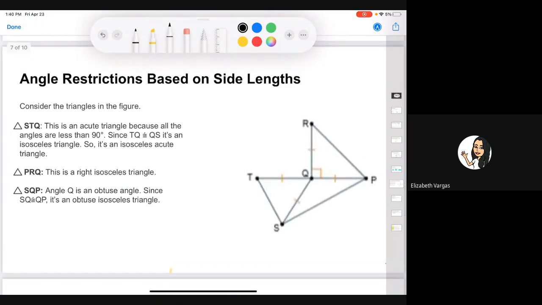Okay. So we're going to go ahead and look at the angle restrictions based on side lengths. So here we have this diagram. With this diagram, we want to consider what each of these types of triangles are. So I'm going to start with SQT. What I notice is SQT has two congruent sides. That means it's isosceles. It has at least two congruent sides. And what I'll notice, it has three acute angles. So it is also acute. Well, that means I can call it acute isosceles.